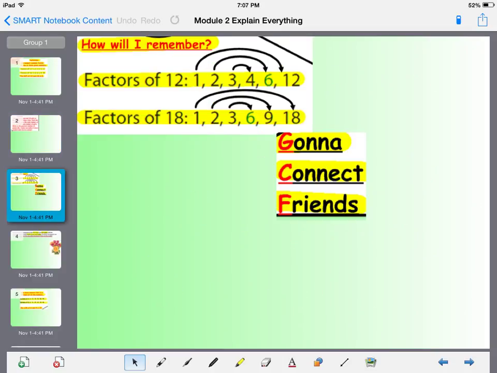Now, how are we going to remember GCF? Well, GCF stands for greatest common factor. And the way that we find the factors is we connect friends. So connect friends, GCF, will remind me of greatest common factor, because you're connecting friends, you're connecting factors. And this will help you determine the difference between GCF and LCM.